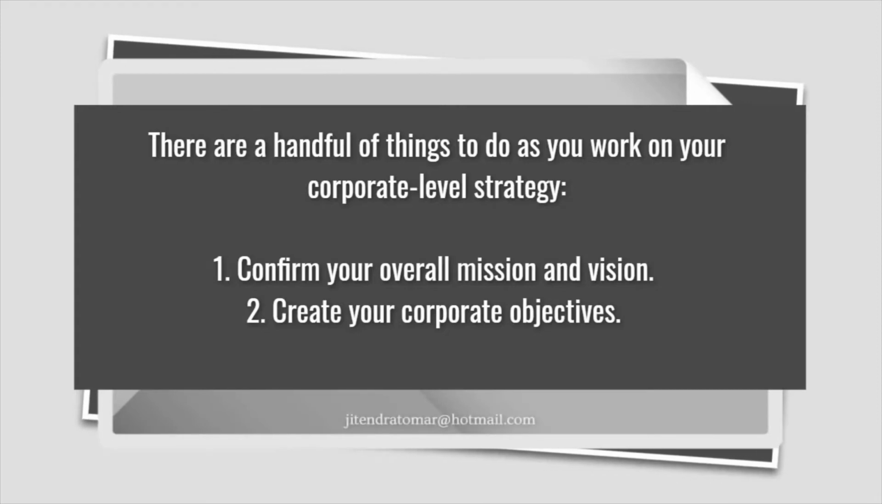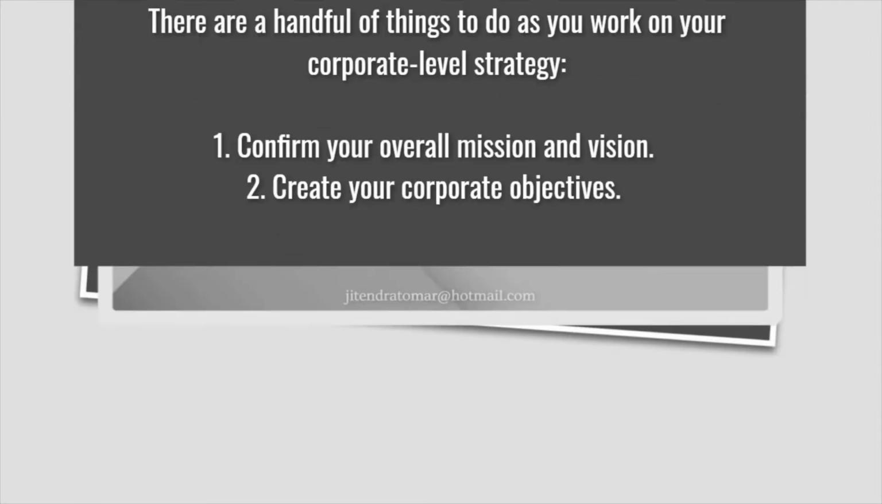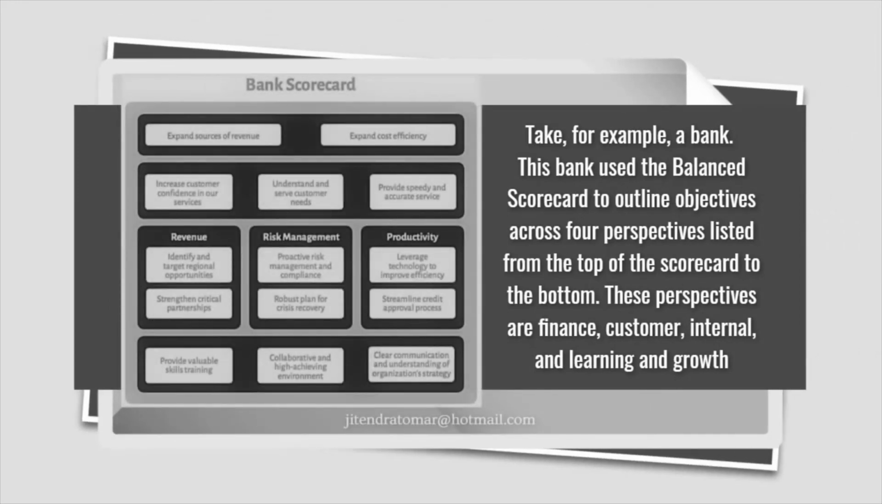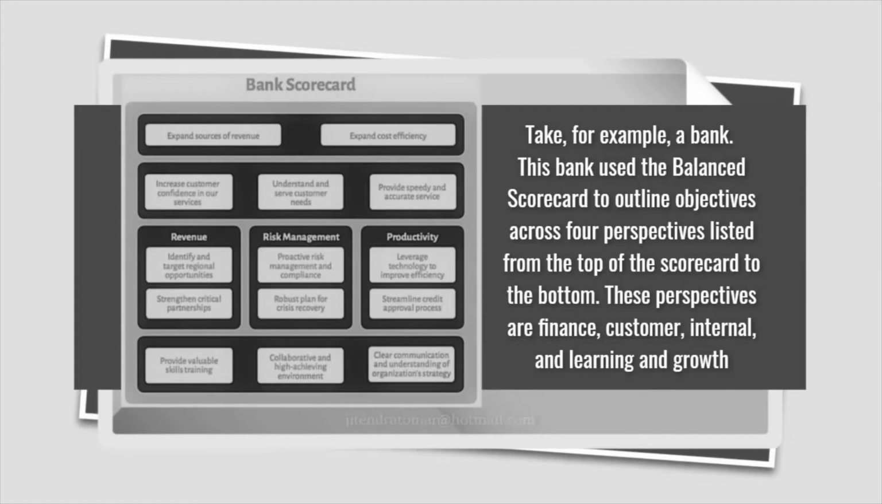Second, create your corporate objectives. Your objectives describe the high-level goals that will help you achieve your mission and vision. Take, for example, a bank. This bank used the balanced scorecard to outline objectives across 4 perspectives, listed from the top of the scorecard to the bottom. These perspectives are finance, customer, internal, and learning and growth. You can see their objectives written in the sample strategy map as given.